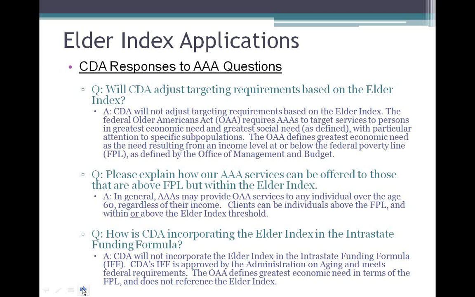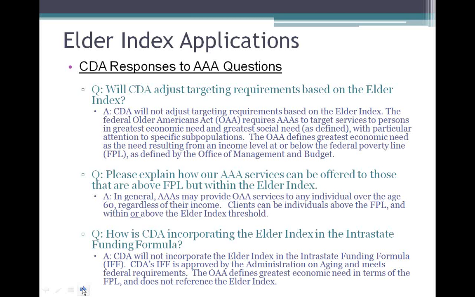The targeting requirements that currently apply are those outlined in the Federal Older Americans Act, which requires AAAs to target services to persons in greatest economic need and greatest social need, with particular attention to specific subpopulations, for example, people in rural areas. The Older Americans Act defines greatest economic need as the need resulting from an income level at or below the federal poverty line as defined by the Office of Management and Budget.